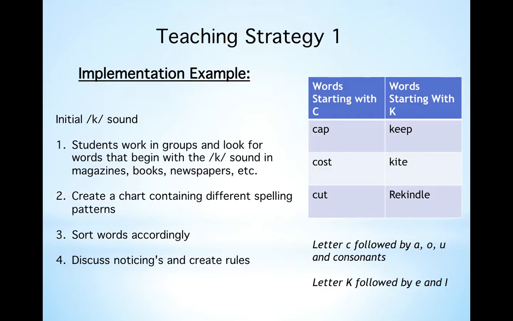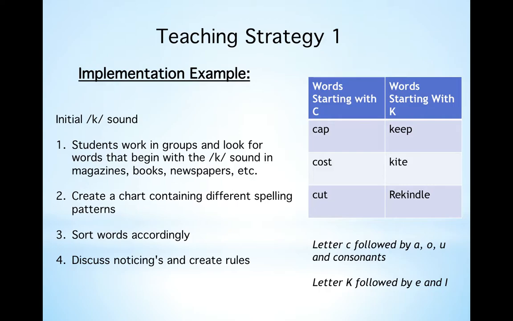And then after students collect their words, they can create a chart, or you can create a chart whole group, that contains the different spelling patterns. So if you look here on the right, I took this right from the book. The different categories are words that start with C and then words that start with K. And the older students get, or the more complex spelling rules get, there's going to be more categories. So after you create the chart and students found different words, students can sort the words into the correct category.